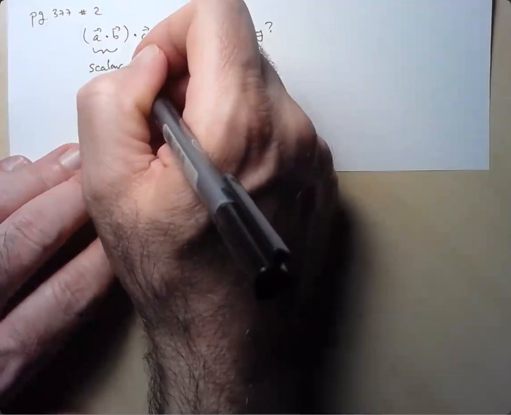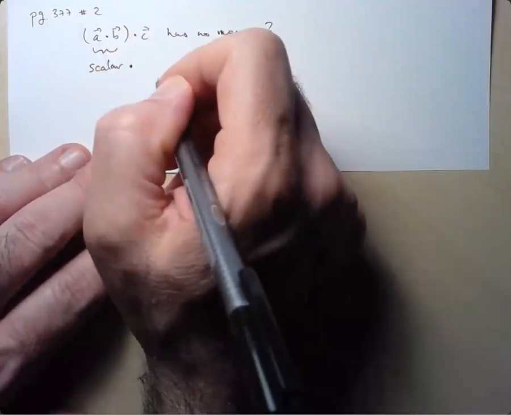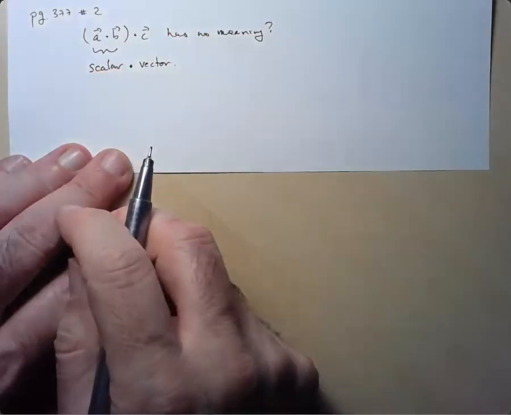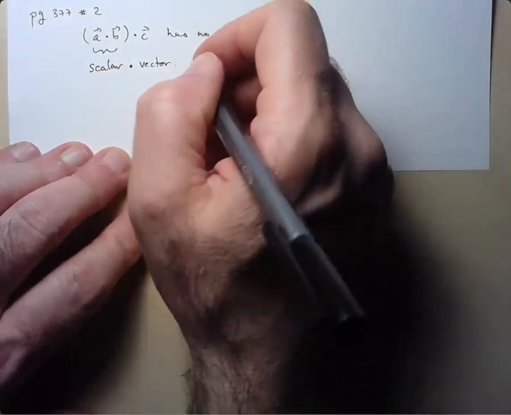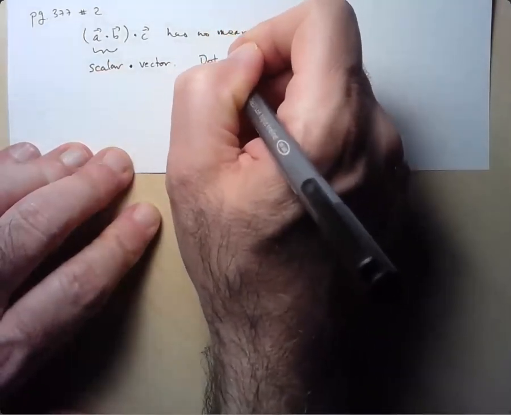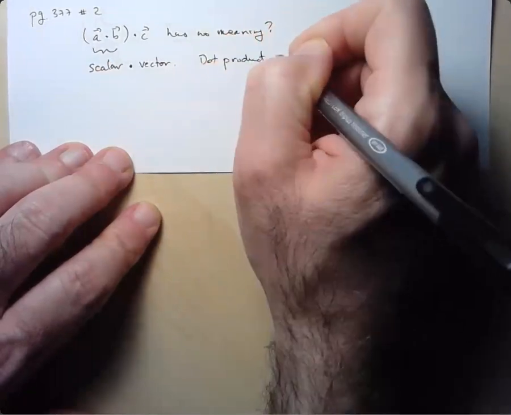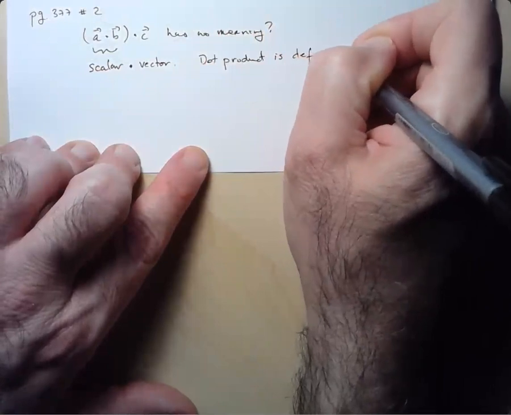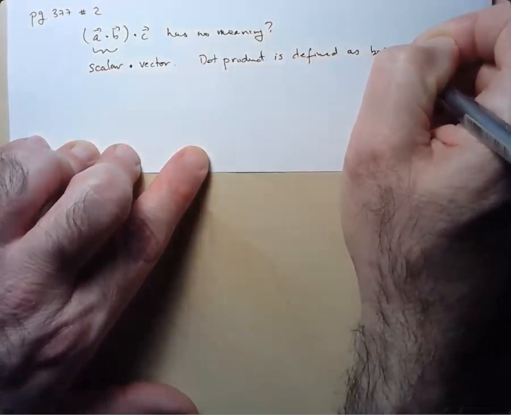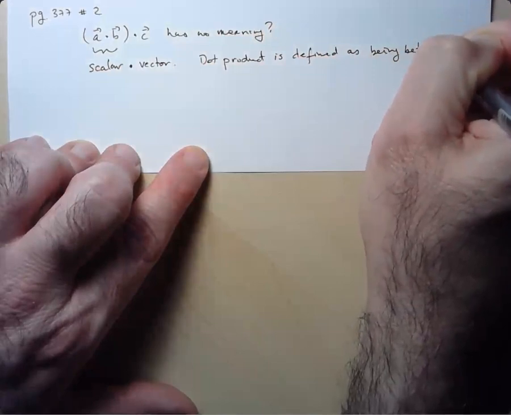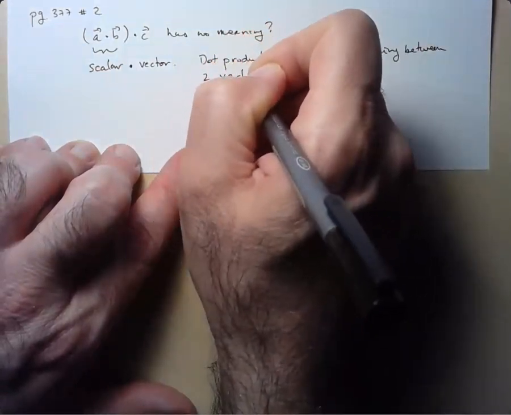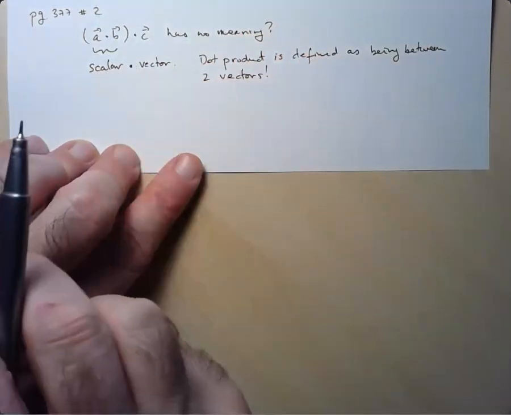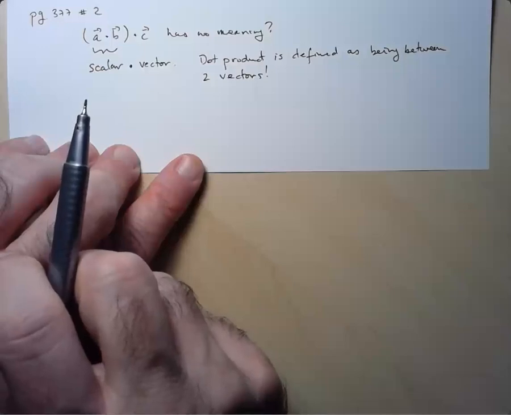And then here, that would mean that I would be trying to do the dot product between a scalar and a vector quantity. And this is where we see that this is meaningless, because dot product or scalar product is defined as being between two vectors. And so this is why I cannot perform this dot product.